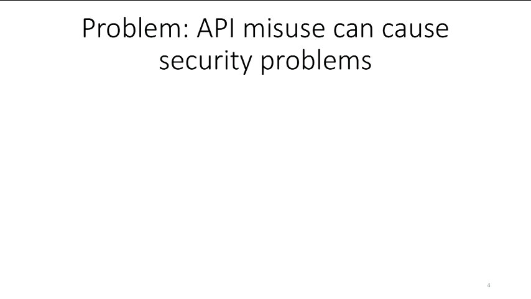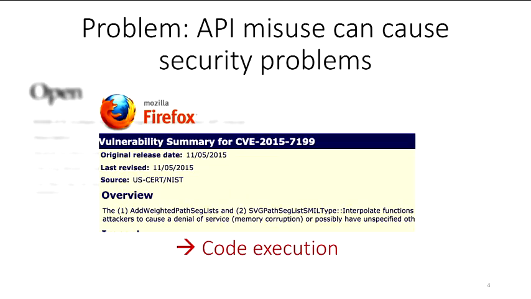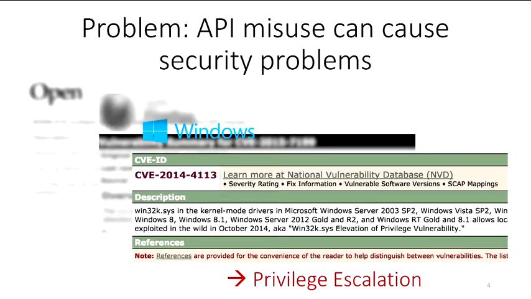The problem is that programmers' mistakes can cause security problems. For example, if we incorrectly use an SSL library, it may cause a man-in-the-middle attack. And if we incorrectly use an API in Firefox, it can cause code execution, and in Windows, it can cause privilege escalation.